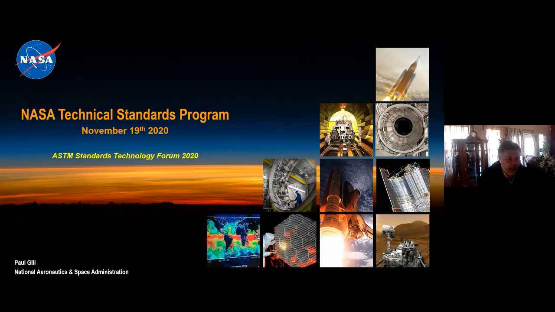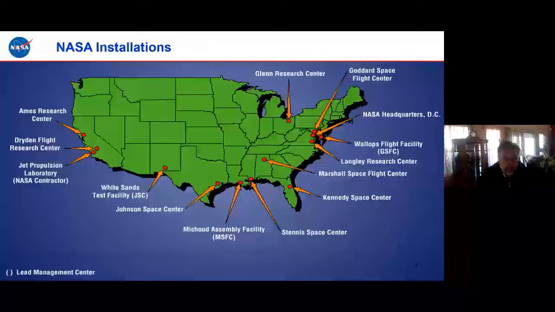So for today, we'll focus on the NASA technical standards program. If you're not familiar with NASA, this is a geographical layout of all NASA installations. Pretty much, you can see there are 10 NASA centers from east coast to west.